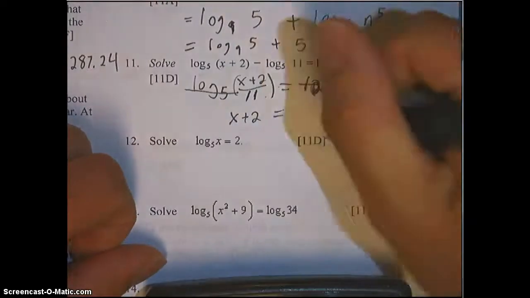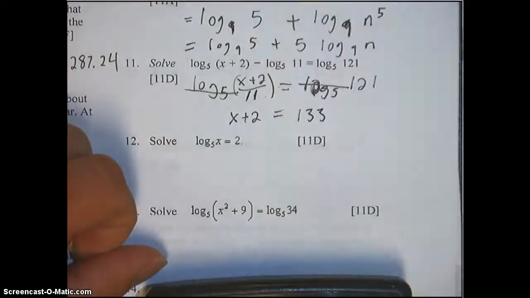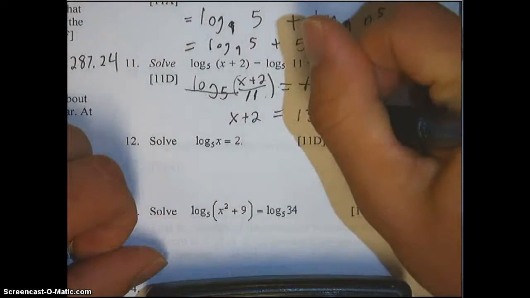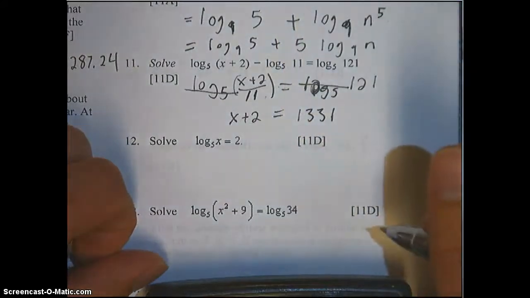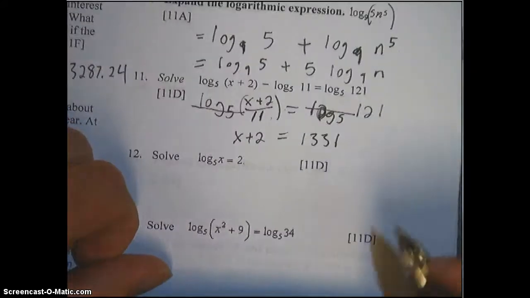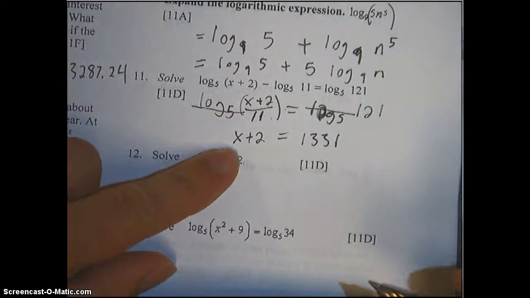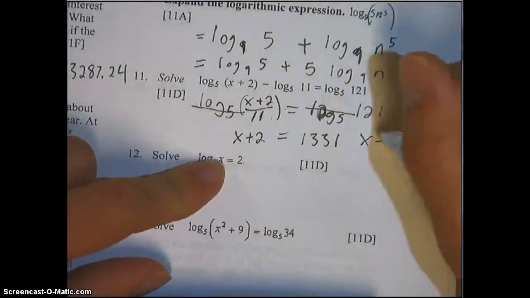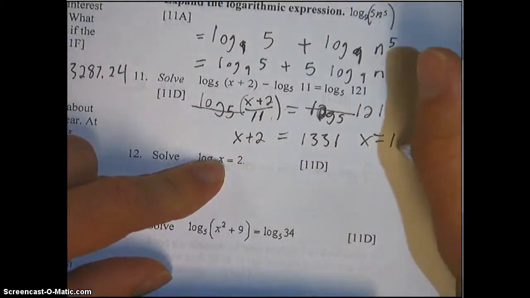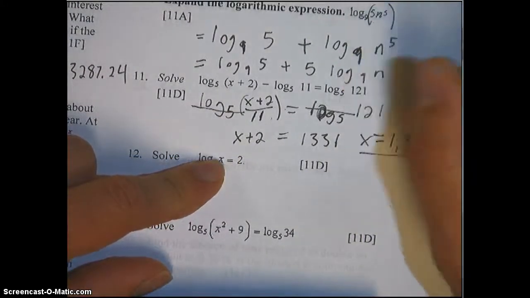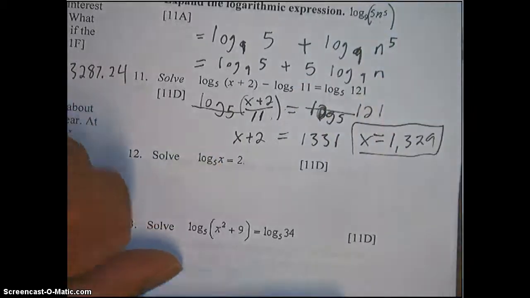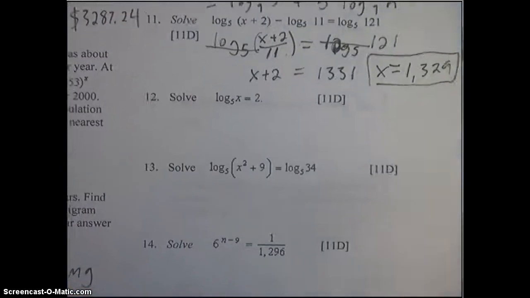11 is 1331. And to get the x by itself, we simply subtract 2 from both sides to get x equals 1,329. Next one's significantly easier than that.